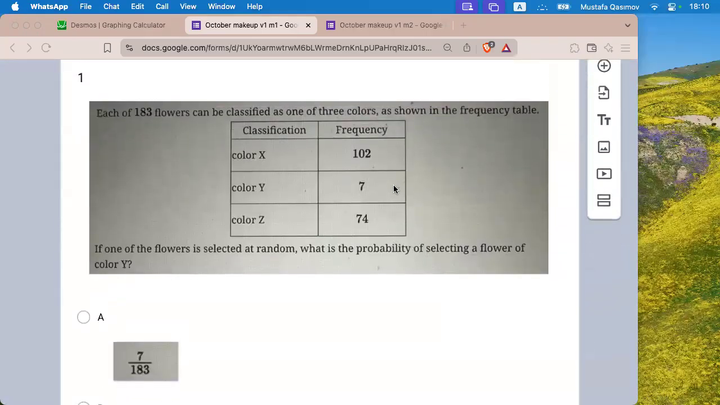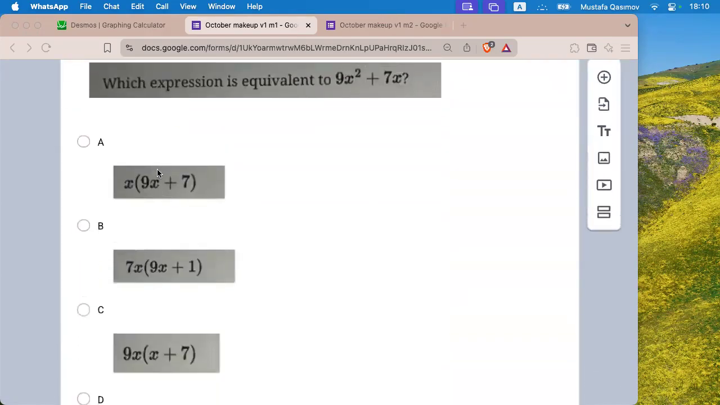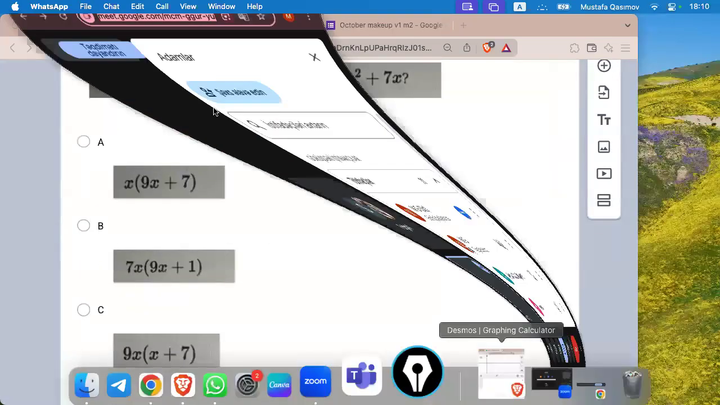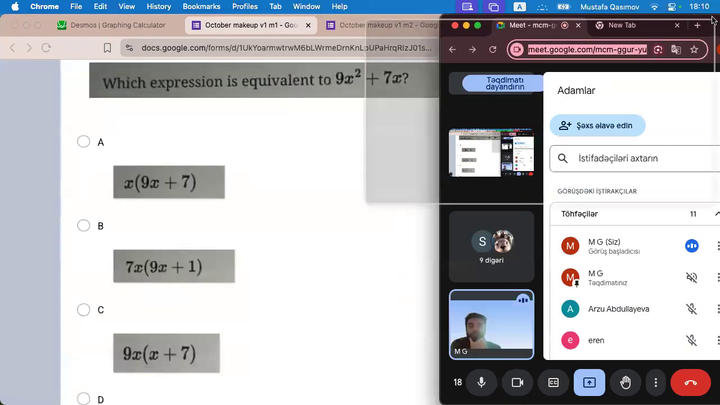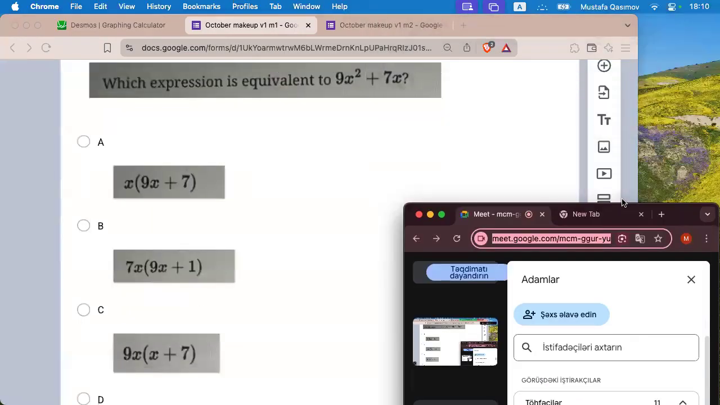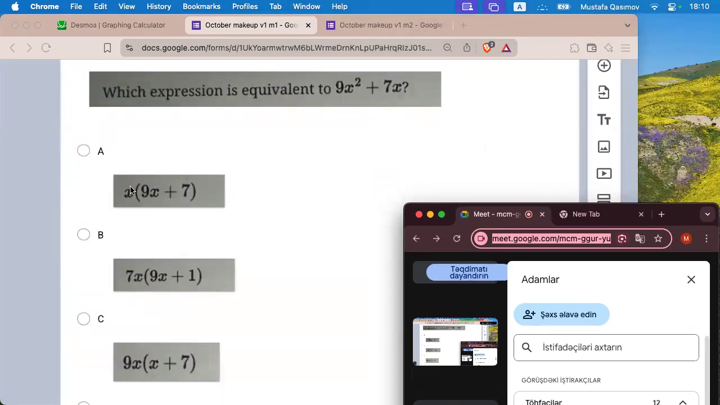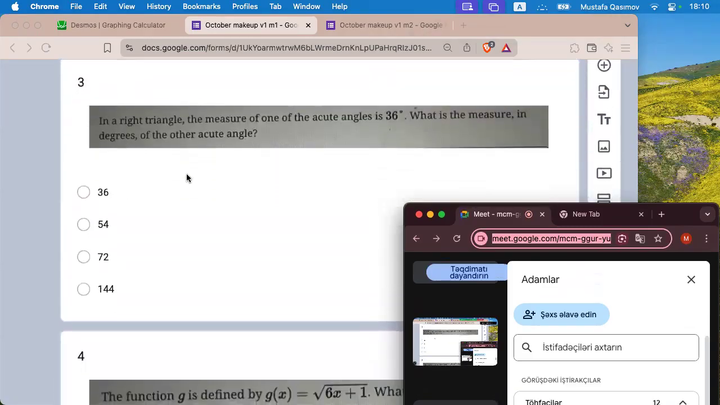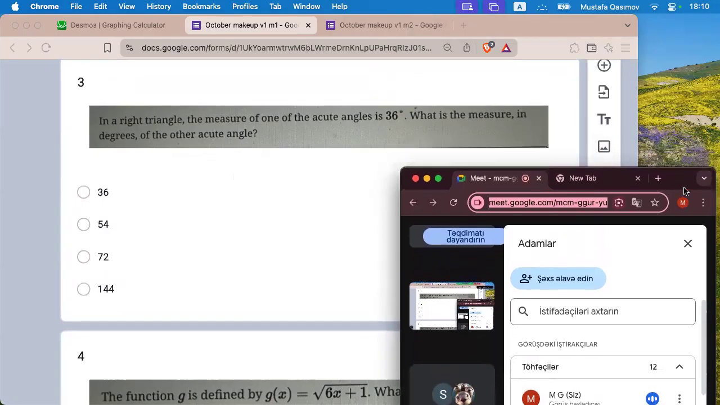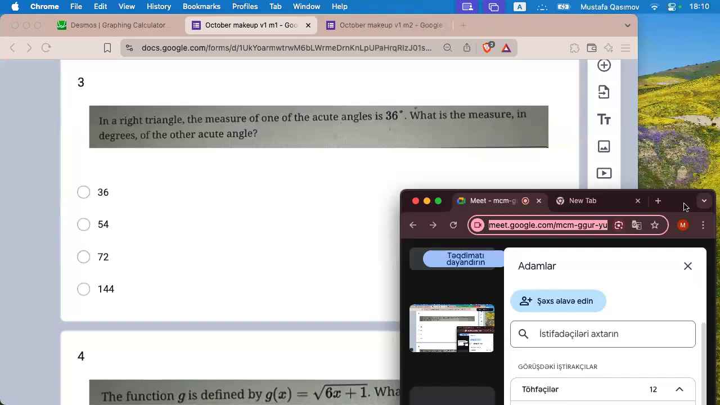Okay, let's continue. For this question, we say that it's 7 over 183. For the second question, you have to just take x out of the bracket. It will be x multiplied by 7 plus 9x, like A. Third one, for a right triangle, we know that the sum of the acute angles is equal to 90 degrees, and it will be 54, B.